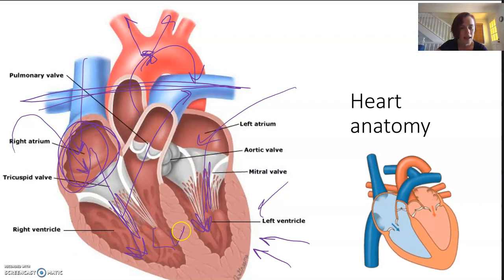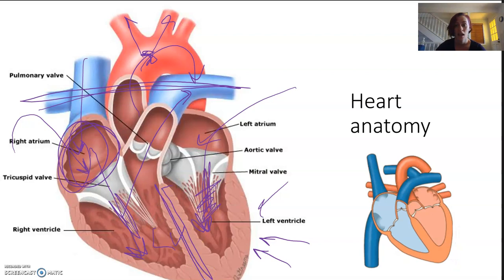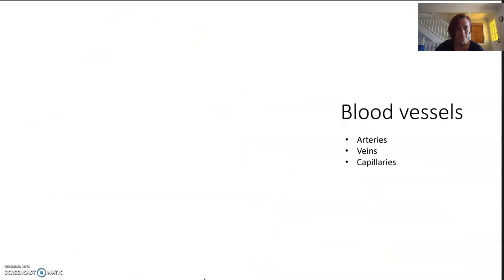Okay, sometimes there can be broken parts of that valve, or even the septum wall here down the middle might have a hole in it, and that can lead to mixing of the deoxygenated and oxygenated blood, and that leads to some other outcomes down the track.